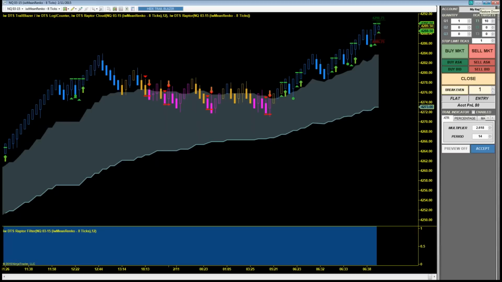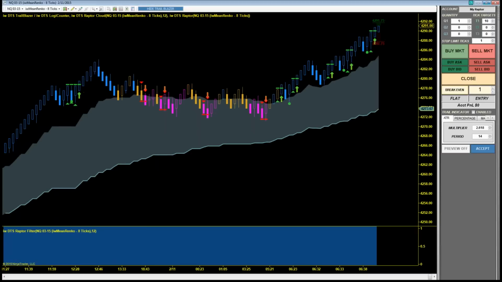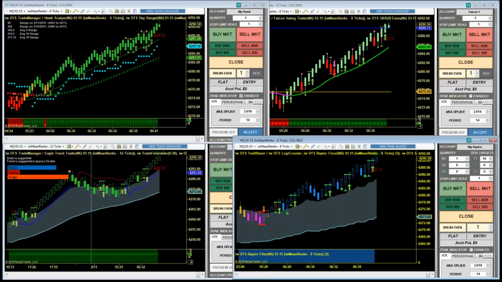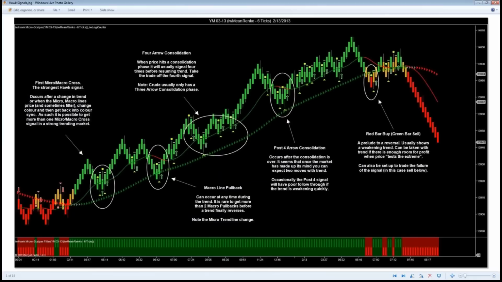All right, so this is your Raptor tool, and you're looking at this and you're seeing all these signals here, and I know you're wondering, well, why would we not take these signals? There are certain signals that we tend to focus on, that we tend to give preference to over other signals. We do have high probability signals for each, and let me just show you what one of those cheat sheets looks like.